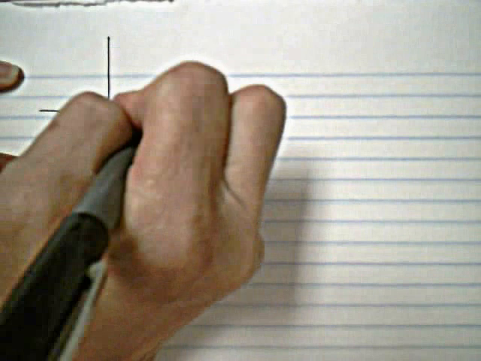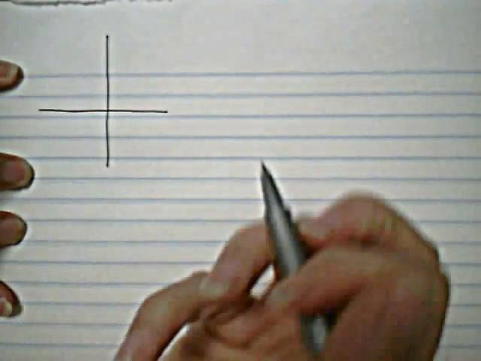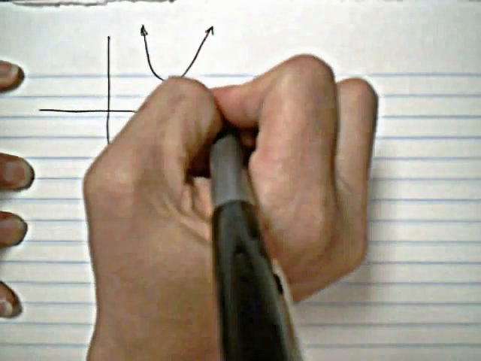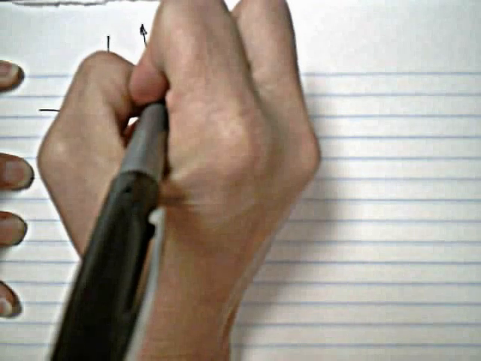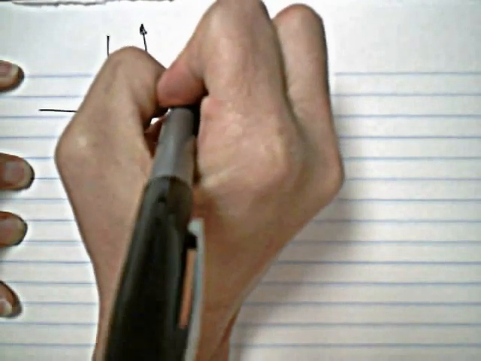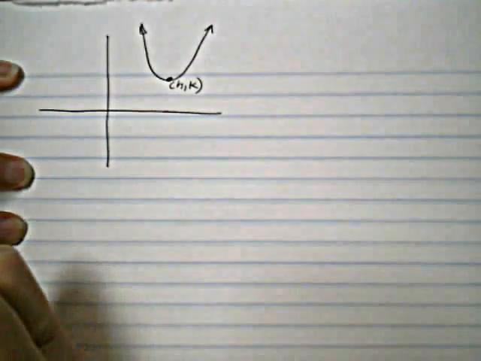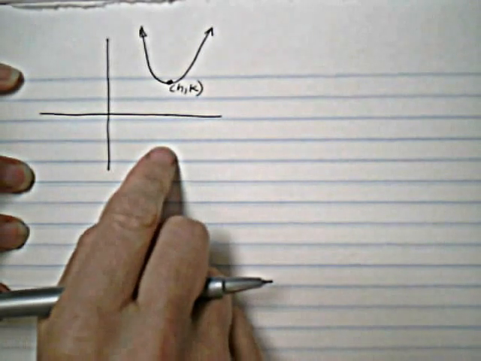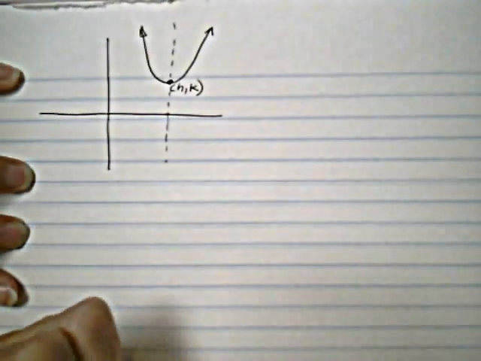So let's say we've got a parabola, and instead of the vertex being at the origin, we're going to let the vertex be anywhere else. Let's say right over here in the first quadrant somewhere. And we're going to always call the vertex the point (h, k). The properties are going to stay the same. Let's put our vertical axis of symmetry right there.